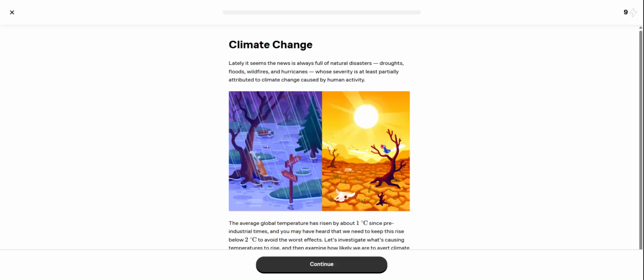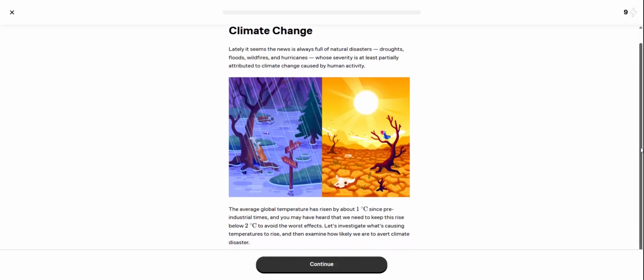You wait for a moment for this to load. Right, here we go. The lesson begins. Climate change. Lately, it seems the news is always full of natural disasters: droughts, floods, wildfires, and hurricanes, whose severity is at least partially attributed to climate change caused by human activity. So these flood and drought contrasting disasters are shown on display here.